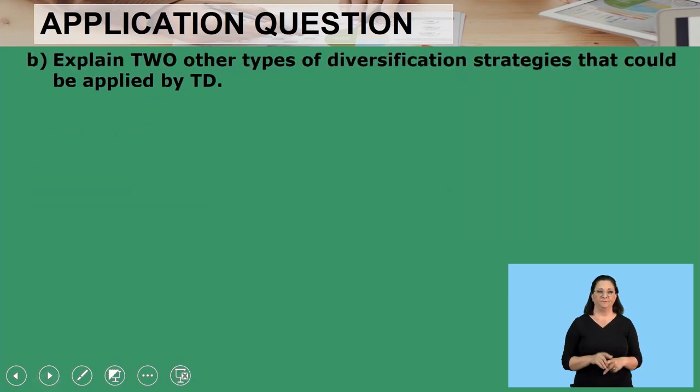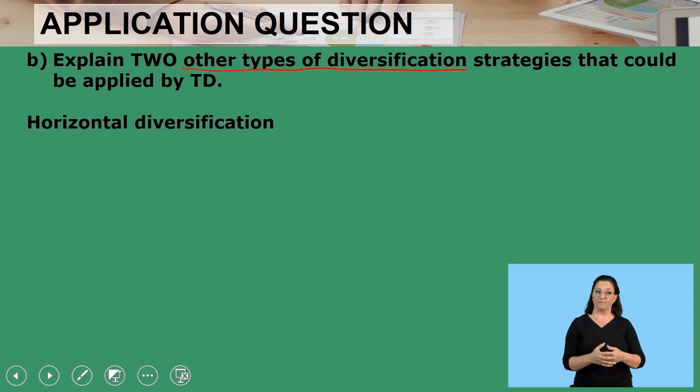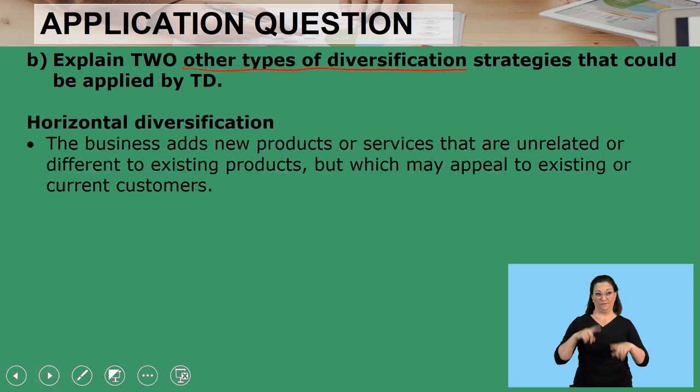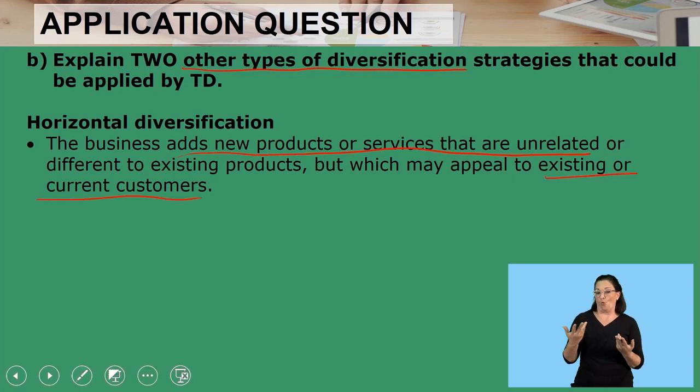The next question says, explain two other types of diversification strategies that could be applied by TD. Already we've got concentric, speaking about the same or related products. So here we've got horizontal diversification. What is horizontal diversification? The business adds new products or services that are unrelated or different to existing products, but they may appeal to existing or current customers.